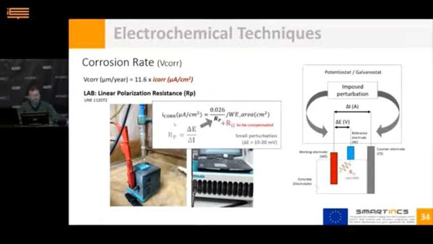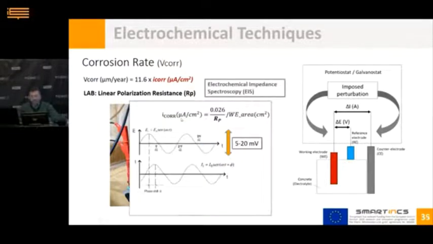But the main problem with this method is to be able to compensate the ohmic drop, again generated in the cell because of the high resistivity of concrete that is applied. If this phenomenon is not compensated or corrected, the RP, the polarization resistance, will be overestimated and will distort the corrosion rate calculation.